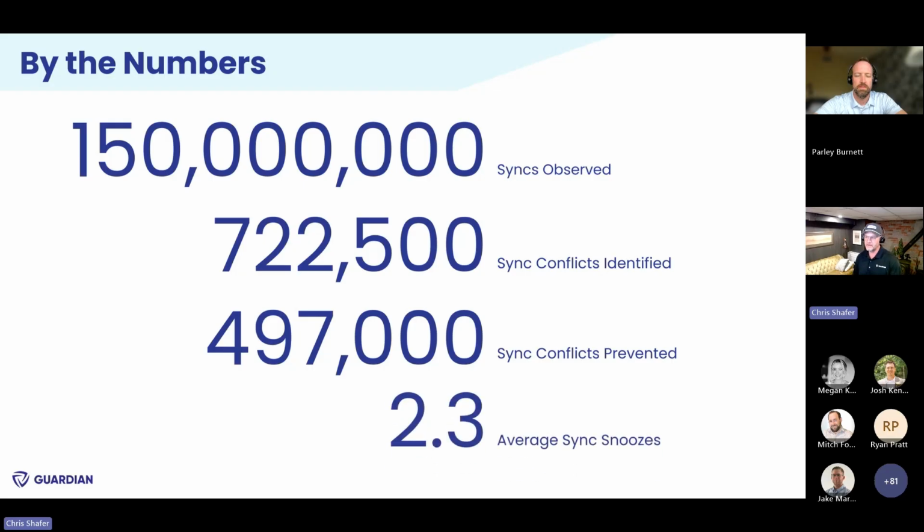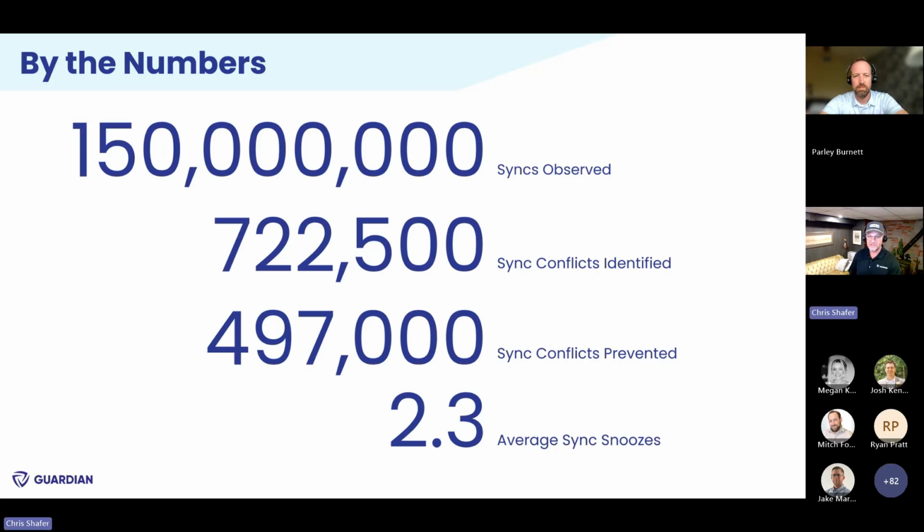And one other interesting data point we found, as we're looking at these large numbers, is 2.3 average sync snoozes. This just really gets into how a lot of people just don't like to sync, right? We've just been conditioned not to sync, and this shows that even with Guardian, people will tend to snooze if they're given the option. And when we go to the live presentation, we'll go through how Guardian addresses a lot of the sync reminders, and how all this can be customized.